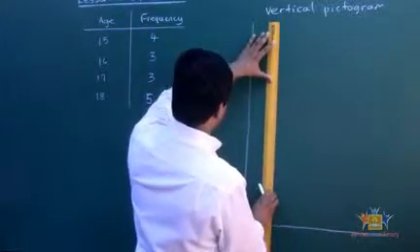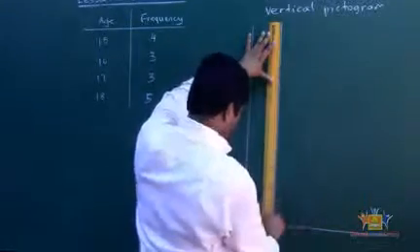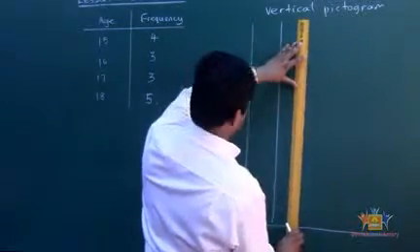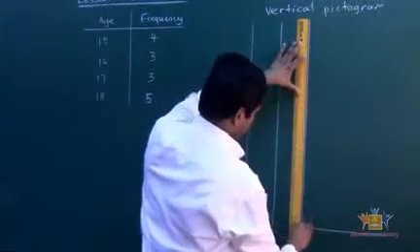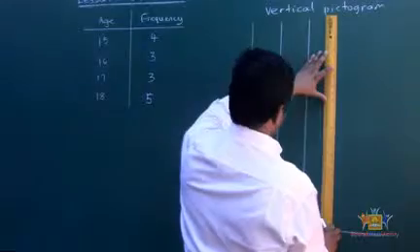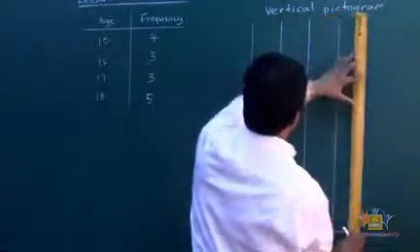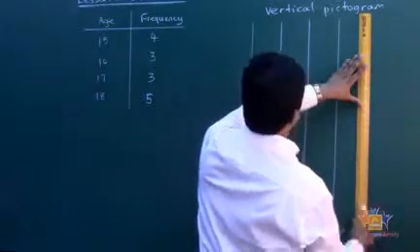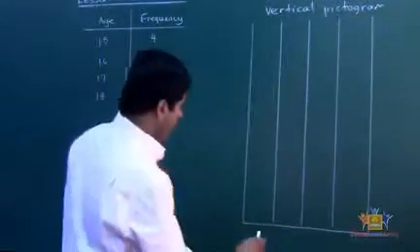Let's create 4 columns. This is going to be the first one, and that's for 15, and this is going to be the second one for 16, and then this is the third one, which is 17, and this is the fourth one, which is 18. Then we have to label it. Very important, you have to label it.